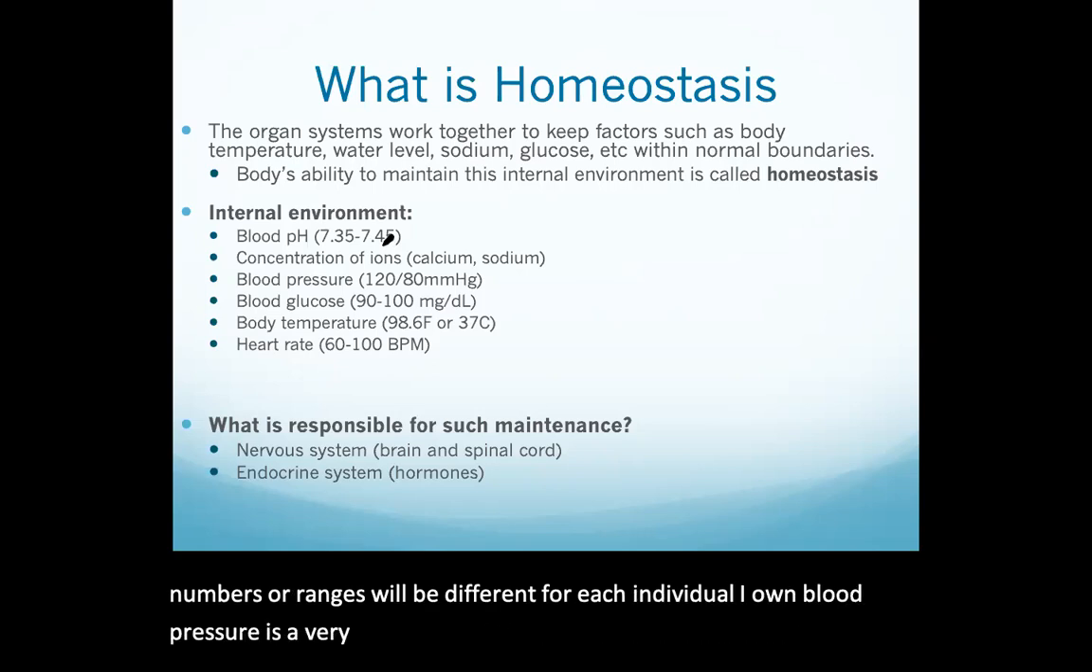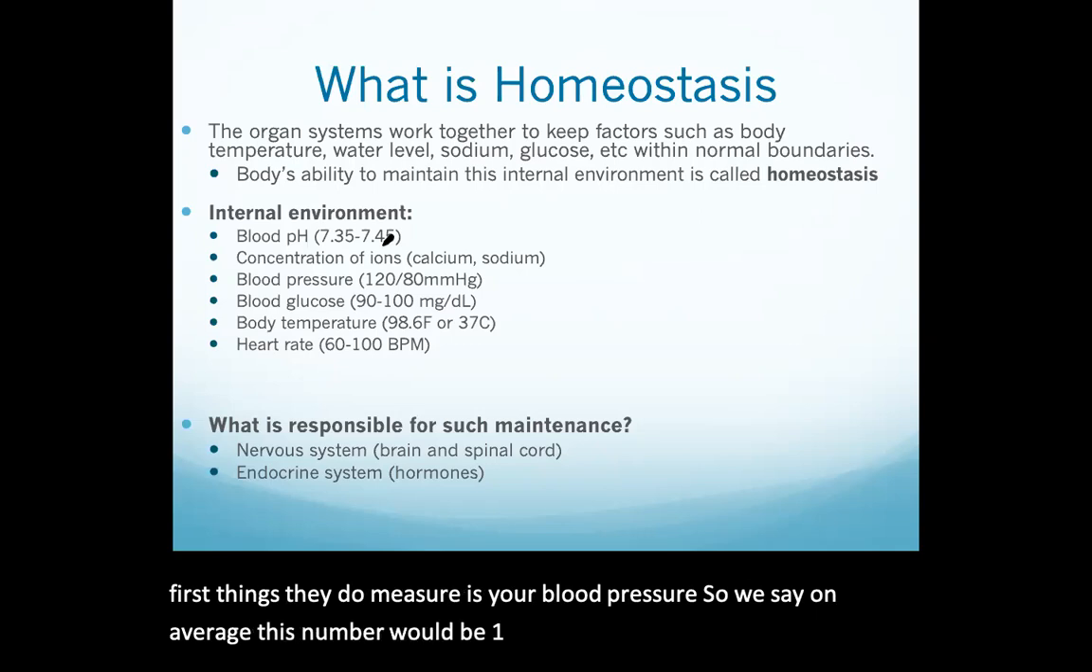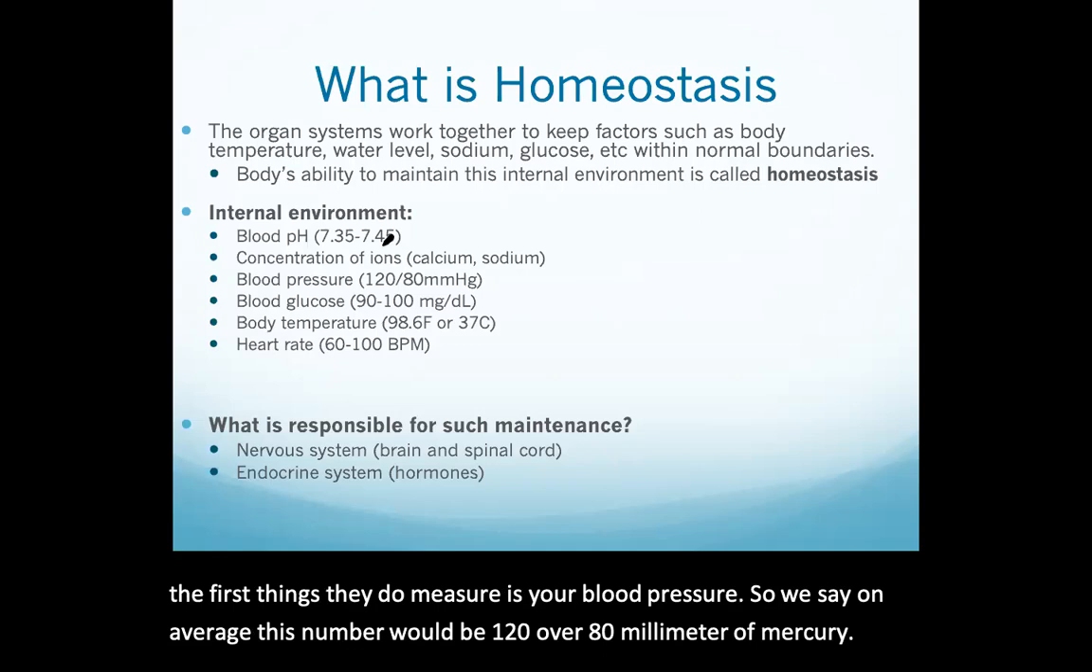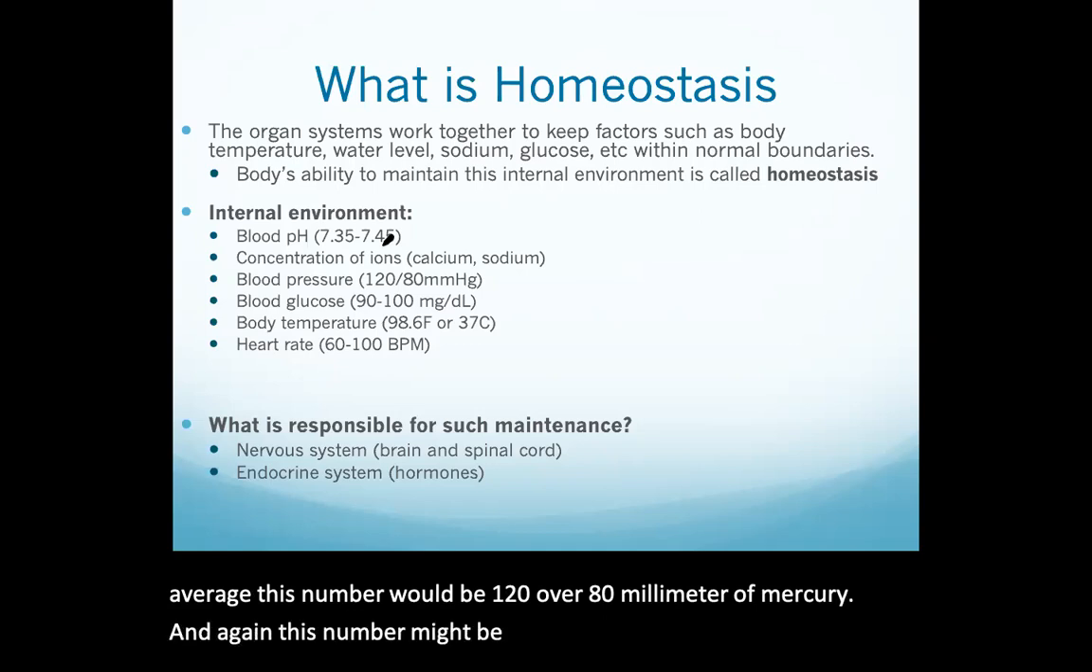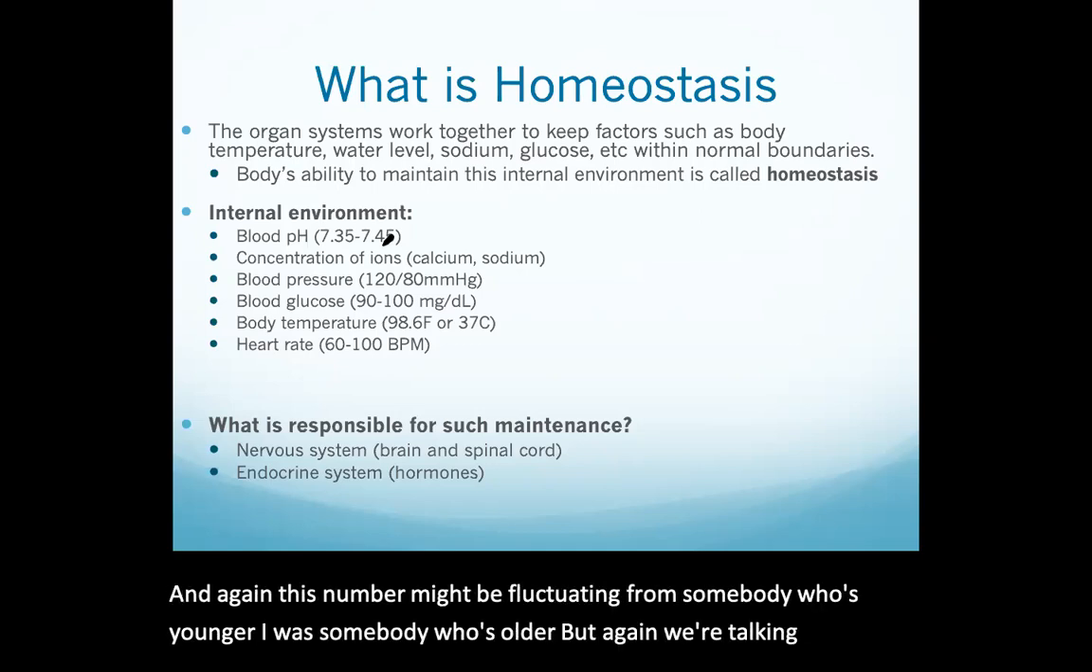Blood pressure is a very common one. When you go to the doctor, one of the first things they measure is your blood pressure. We say on average, this number would be 120 over 80 millimeters of mercury. And again, this number might fluctuate between somebody who's younger versus somebody who's older, but we're talking about an average number here.